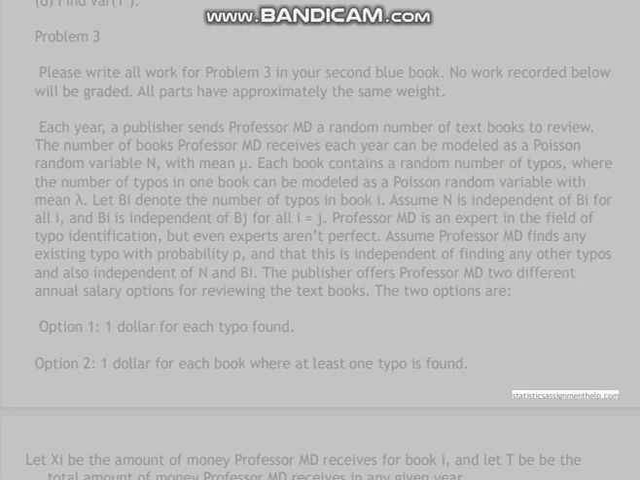Let X be the amount of money Professor MD receives for book i, and let T be the total amount of money Professor MD receives in any given year.